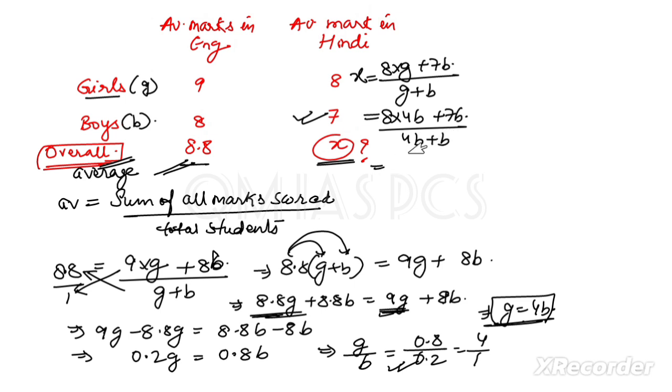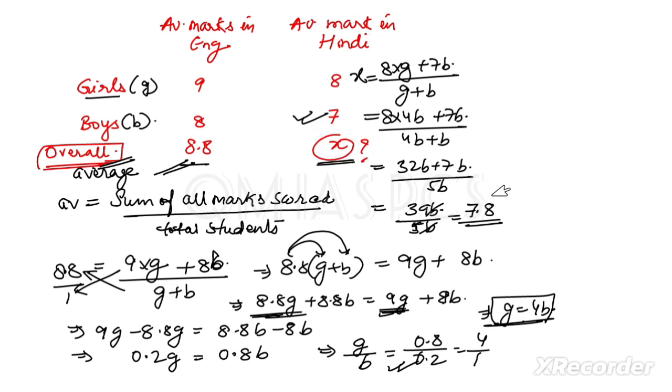So finally we will have 32B plus 7B divided by 5B. Here 32 plus 7 is 39B by 5B. B will be cancelled out. So we will have 39 by 5, which means 7.8. So this is our average value of that Hindi subject, Hindi marks. So the value of X will be 7.8.